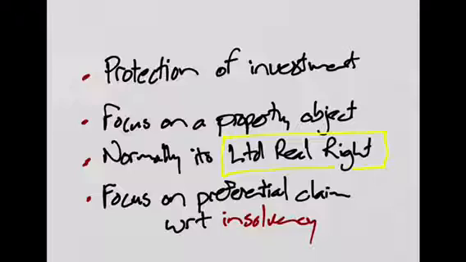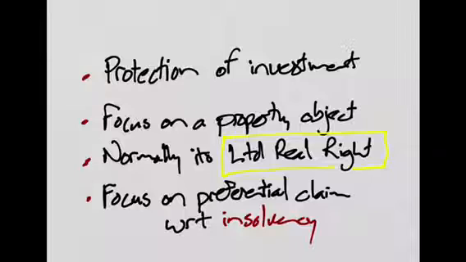So, first, it's a protection of a person's investment. It's usually got a focus on a property object. It's normally done in terms of a limited real right. And at the end of the day, the person who obtains this limited real right usually gets a preferential claim in the case of, amongst others, insolvency. So what does this mean, preferential claim?